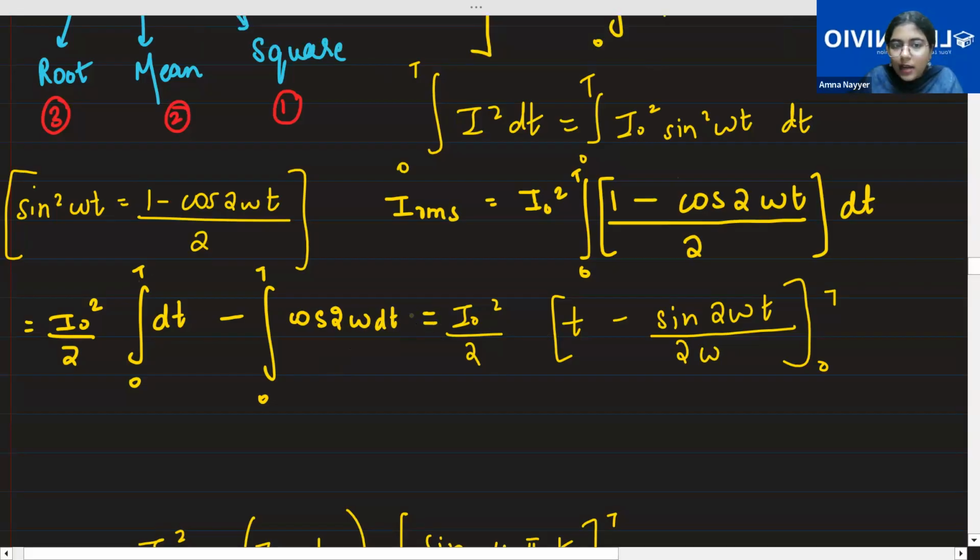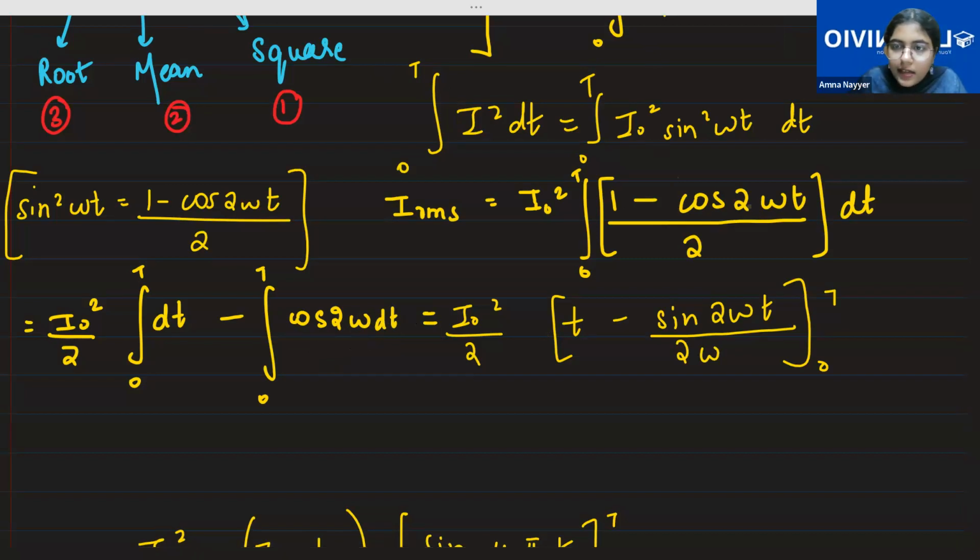This 2 I have already taken, so I'll be left with cos 2 omega dt. Look, I naught square times (1 minus cos 2 omega dt) by 2. Dt getting multiplied to 1 gives dt, and the integral of dt gives small t. I naught square by 2, I have written. Cos 2 omega t becomes sine 2 omega t, and we take the constant term in the denominator, so this gets divided by 2 omega. That's why I have this.